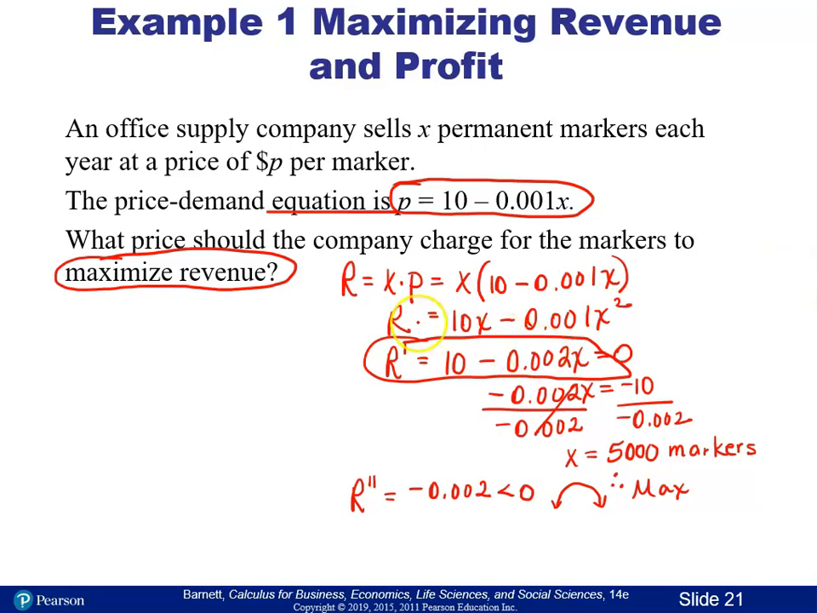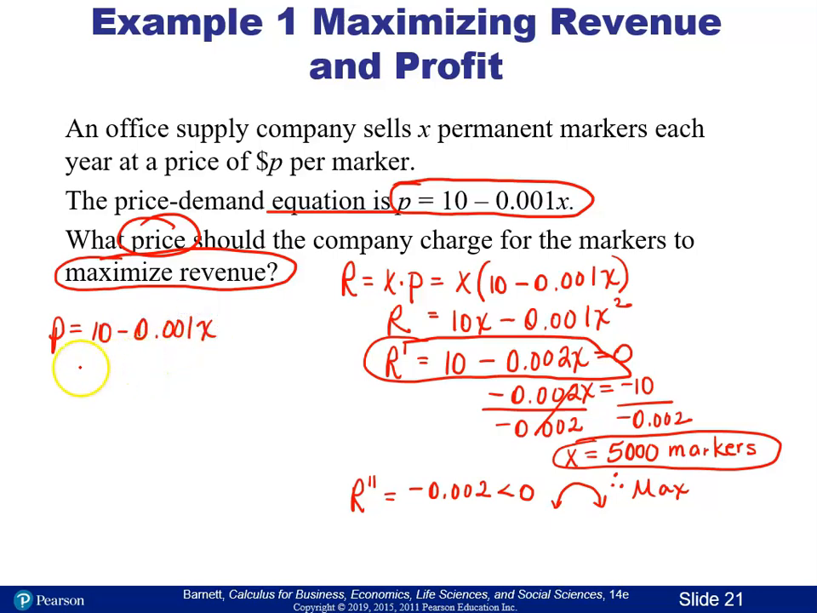We want to make sure we answer the question that's being asked. So the question is, what price should they charge? All we've done is we figured out that the maximum revenue occurs when 5,000 markers are produced. We don't know what price to charge in selling those. So what we're going to do is take this price equation and figure out what price we need to charge when we're going to sell 5,000 markers.